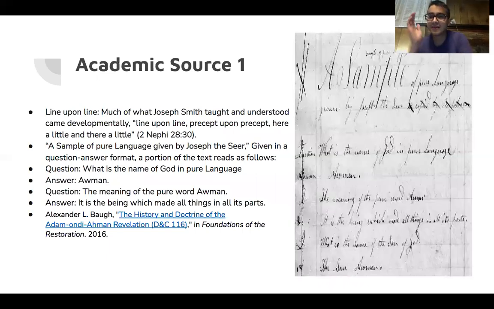So this is the first academic source. It's explaining where the name comes from. It's a sample of pure language given by Joseph the Seer. So this is where the Adamic language comes from. It's put up in a question and answer format. The question is, what is the name of God in pure language? And it's Amen. And the meaning of the pure word Amen is the being which made all things in all its parts.